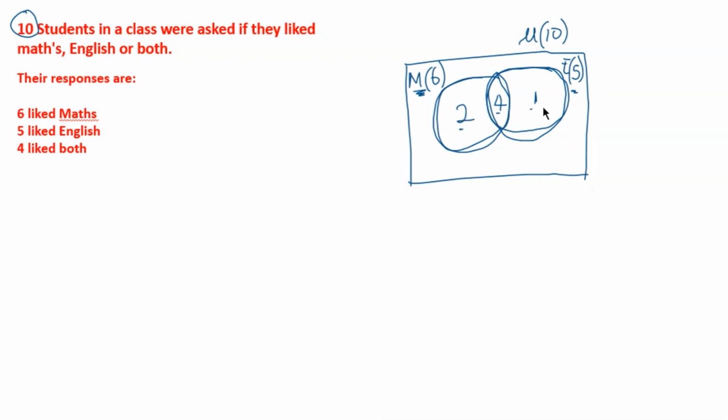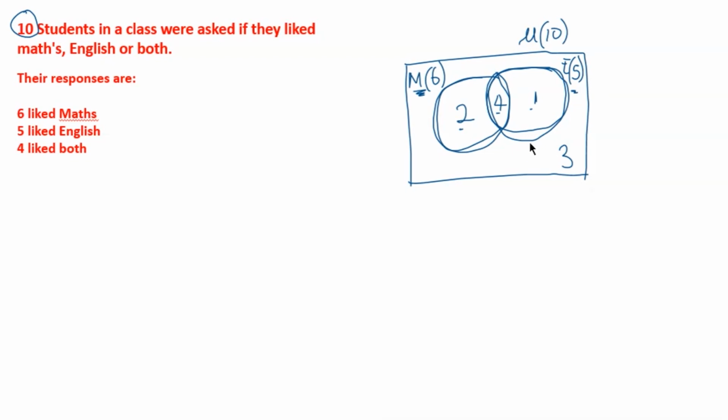Now, the last thing we need to do is, let's look at this. 2 plus 4 plus 1, that is 7. That's the total number of students in this set: 7. So now the universal set is 10, right? The universal value is 10. Now 10 minus 7, that's 3. So 3 is the number of students that don't like English, maths, or both.